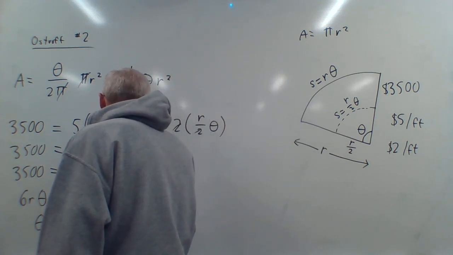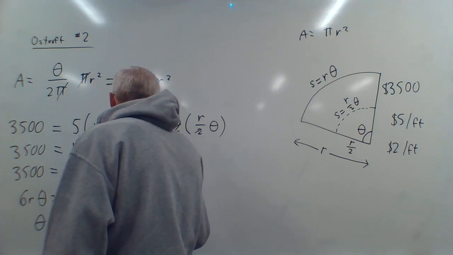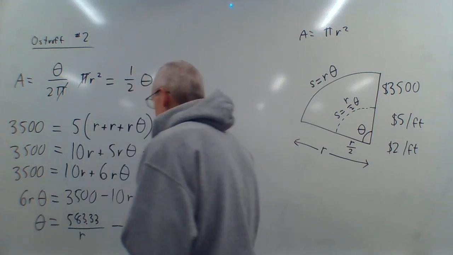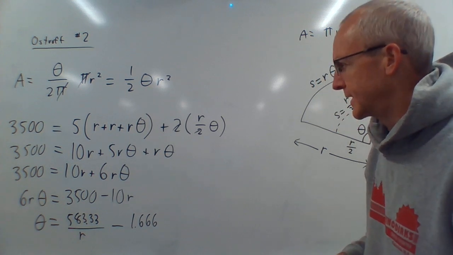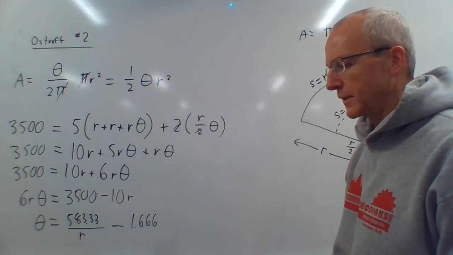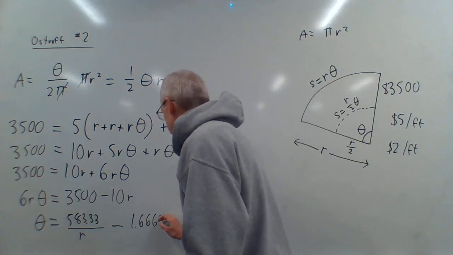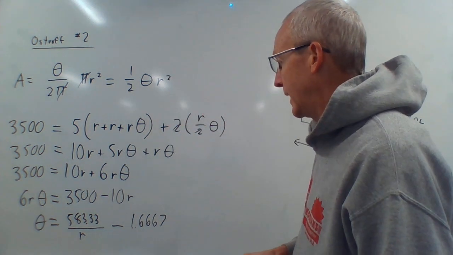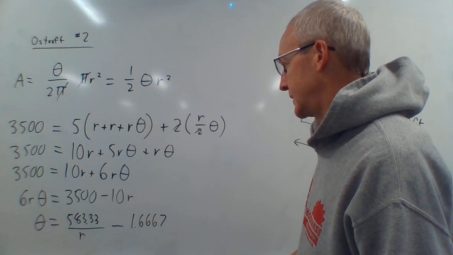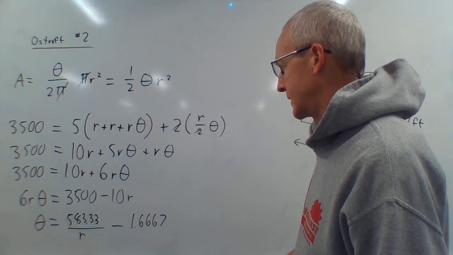So minus 1.6666 forever. Did I do that right? 10/6 is 5/3. 5/3 is 1 2/3. Well, yeah, I think that's right. I could put a 7 here eventually. We'll keep lots of decimal places. Okay, that's what the angle is. Yep, r in the bottom there, r's cancel.